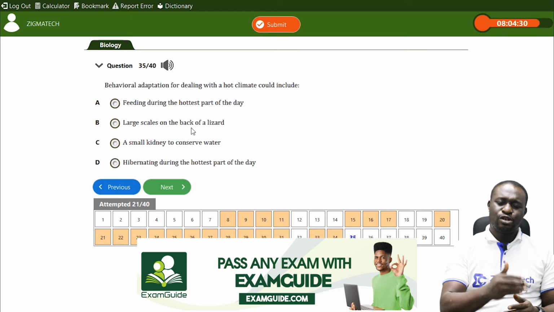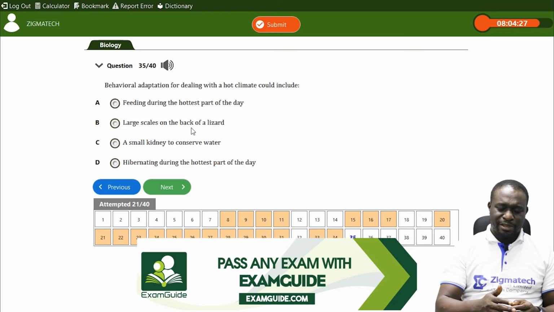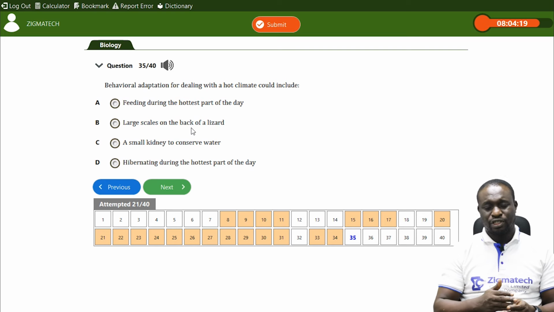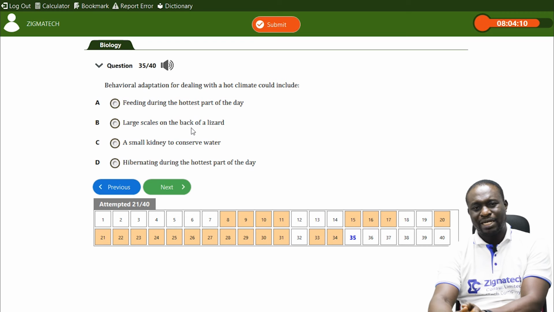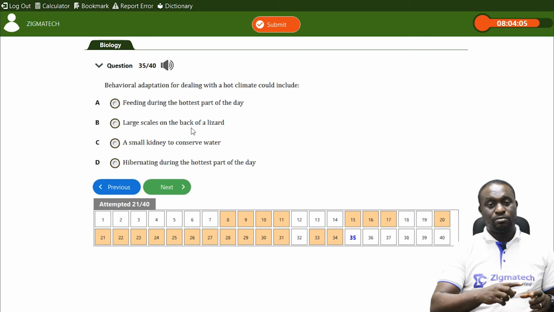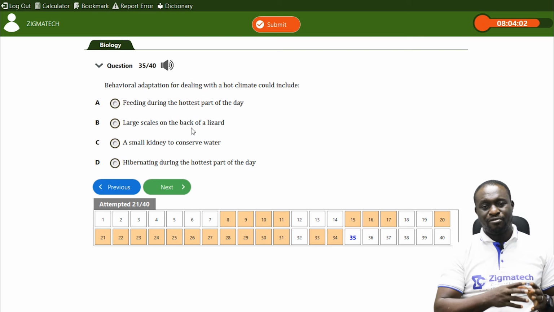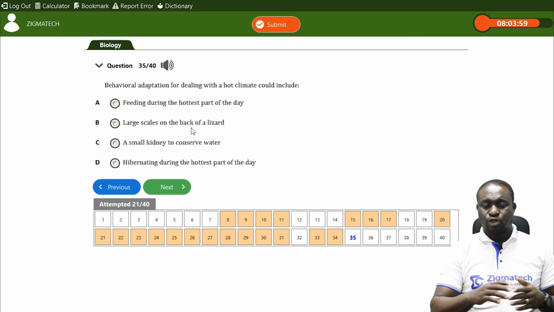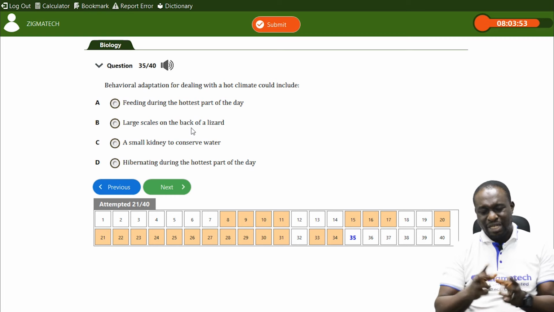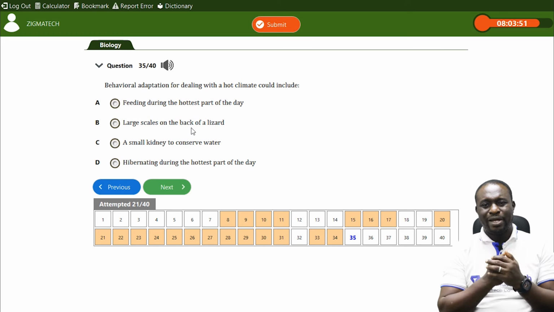The third one is migration. That's the third way living organisms, mostly animals, deal with hot or adverse weather conditions. So they migrate. Migrating is moving from one place where the climatic condition is very bad to a place where the climatic conditions are favorable. But they can return to their original place when everything becomes favorable. So these are the three important behavioral adaptations to adverse weather conditions.